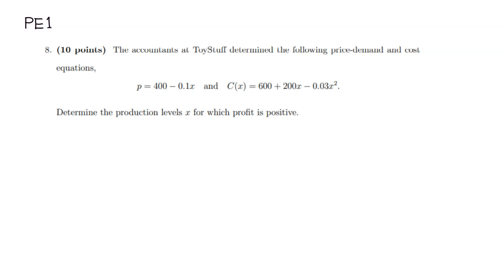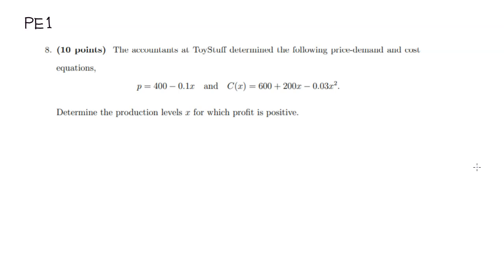All right, let's look at practice exam 1, problem number 8. It says the accountants at Toy Stuff determine the following price, demand, and cost equations. So we have a price function and a cost function. Determine the production level x for which the profit is positive. All right, so let's do that.